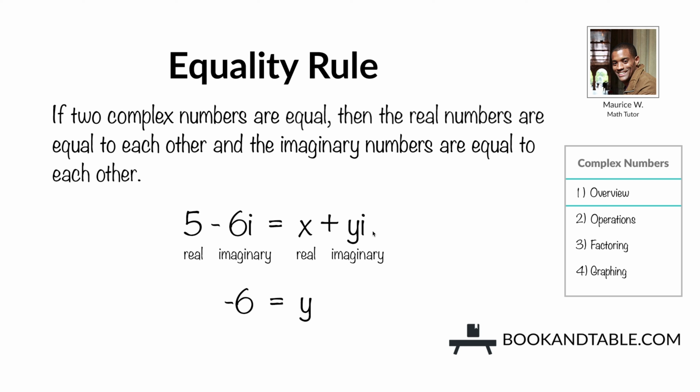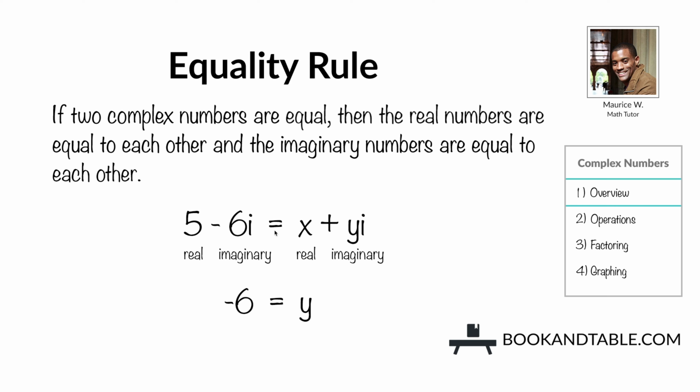The i is found on both sides, so we can drop it as far as if we're trying to solve for y, for example. But in any case, our second equation involves our imaginary numbers. Our first one involves our real numbers. The equality rule just lets us know that whatever's on the left side equals whatever's on the right side when we have an equal sign, just like a normal equation.